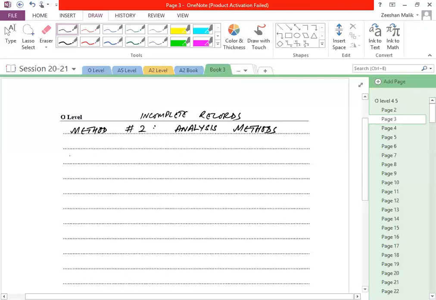Step number 1. Calculate capital at start. How, sir? The equation: capital is equal to assets minus liabilities.